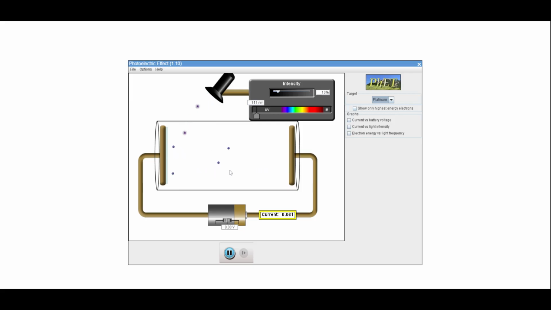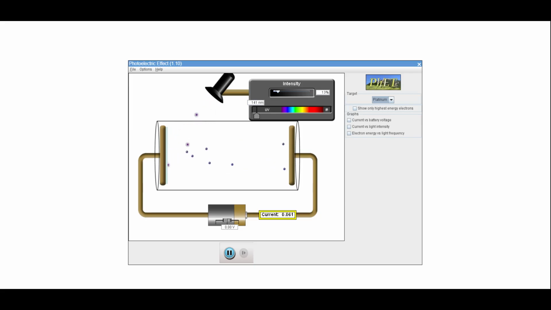Notice that these photoelectrons are being emitted with different amounts of energy. Some of them are moving very quickly and some of them are moving very slowly. This is because they're coming from different parts of the metal. The ones that are moving very quickly were at the very surface of the metal, and so they needed only a little bit of energy to escape. That is the work function.